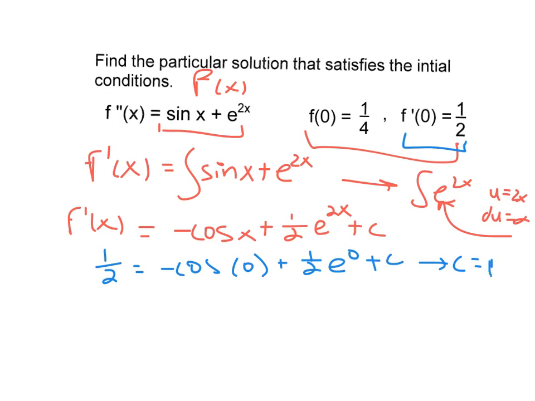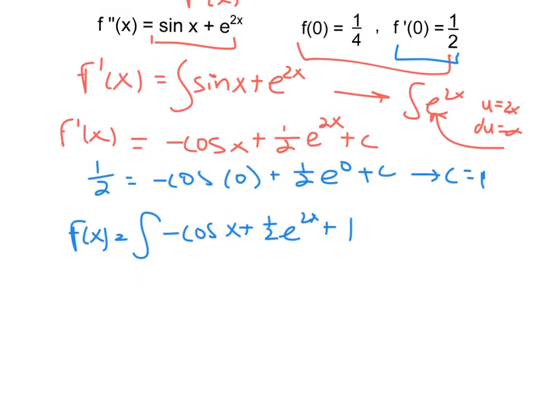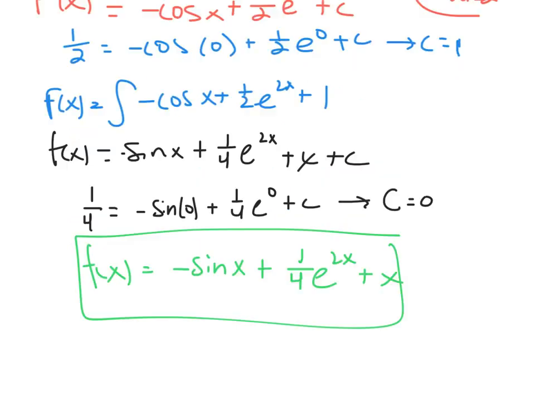So now I'm integrating to get my original function. I need to integrate f prime of x, which is negative cosine of x plus 1/2 e to the 2x plus 1, because that's what I got for c. All right, do it again, then plug in the other point, and you'll have your original function back. All right, folks, final answer is negative sine of x plus 1/4 e to the 2x plus x, because you get c equals 0 if you plug in the point 0, 1/4.